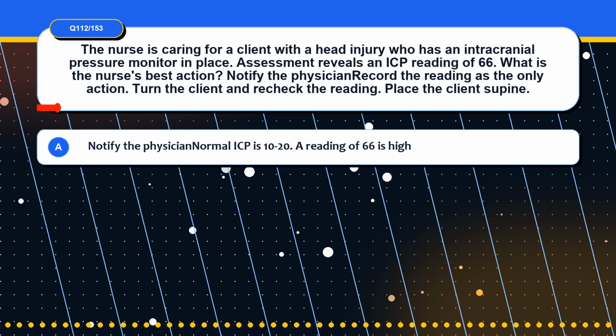Question 112. The nurse is caring for a client with a head injury who has an intracranial pressure monitor in place. Assessment reveals an ICP reading of 66. What is the nurse's best action? Notify the physician, record the reading as the only action. Turn the client and recheck the reading. Place the client supine. Here are the options. Option A. Notify the physician. Normal ICP is 10-20. A reading of 66 is high.